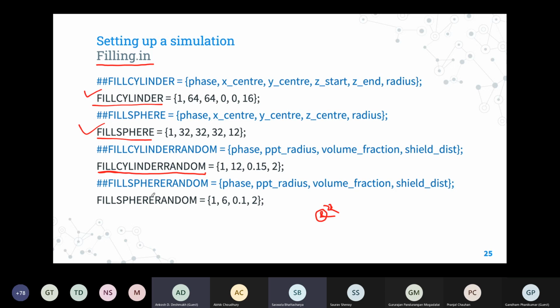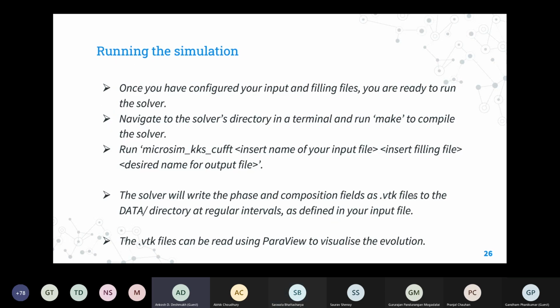And in 3D we use this field sphere random, right? So you have the phase identifier, the precipitate radius, the volume fraction, and shielding distance. So you are ready to run the solver. I will show you how to run, and then we can basically see the VTK files.